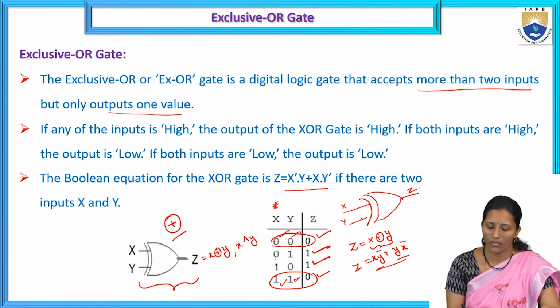So if we observe this truth table, suppose X is 1 and Y we are giving 0, the output we are getting is the inverse of that one. And when Y is 1, we are getting 0. We are getting the complement of the Y input at the output. So if one input I am making 1, the output we are getting is the complement of the other input.